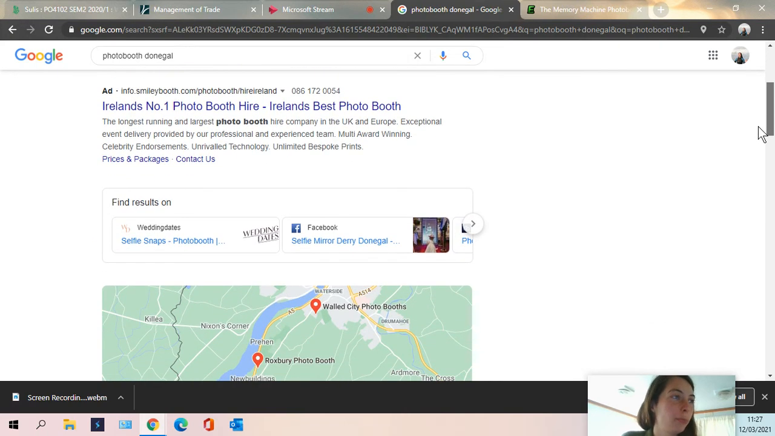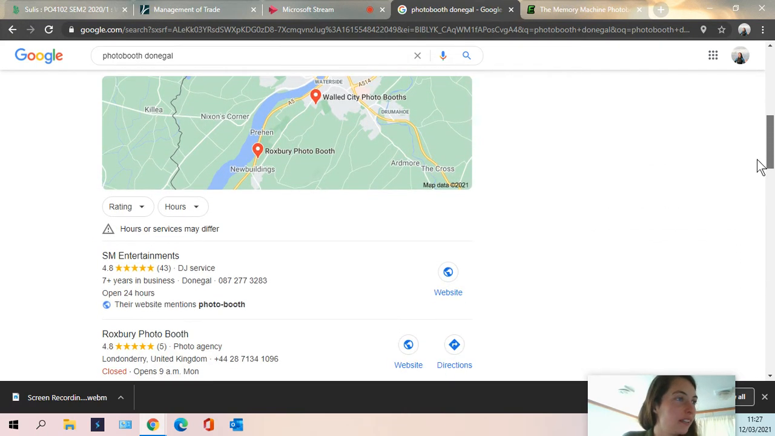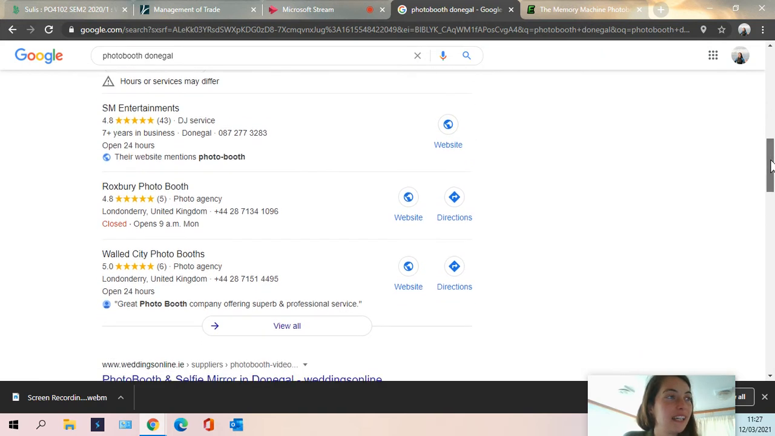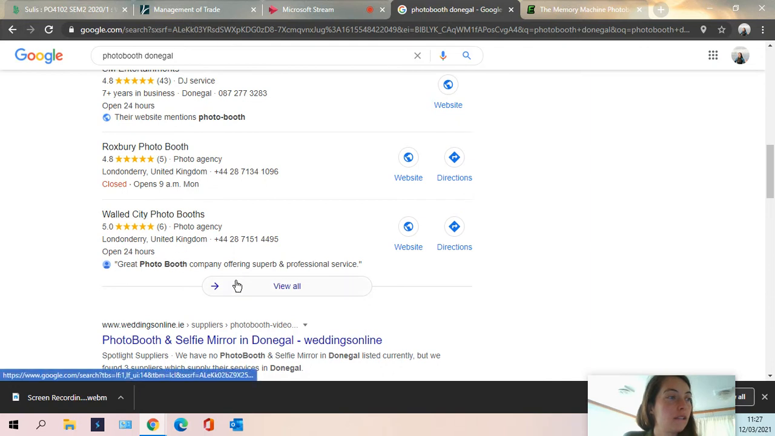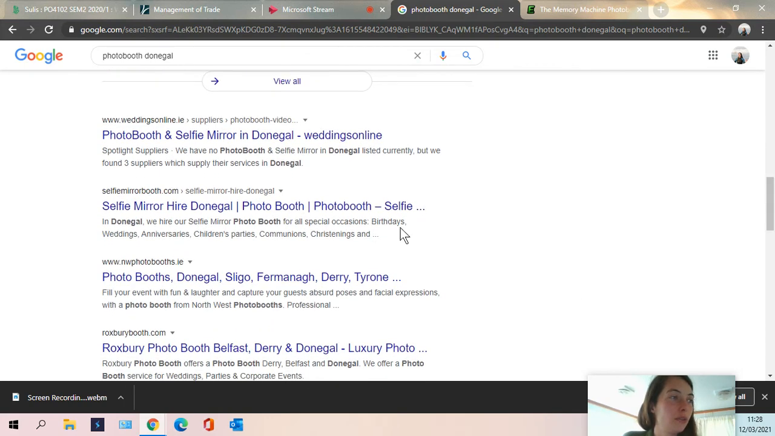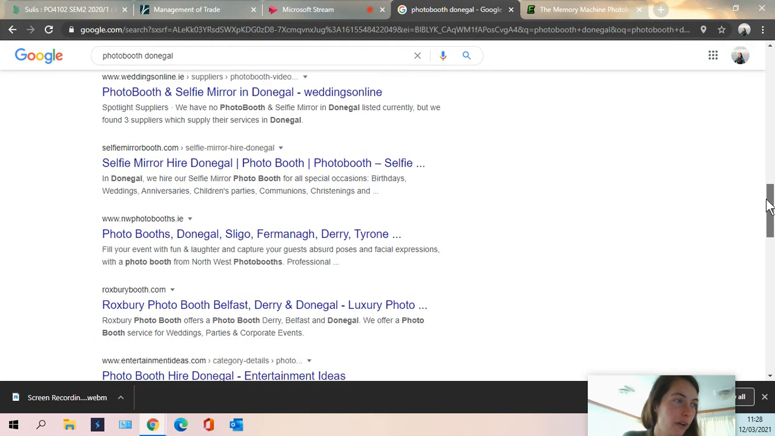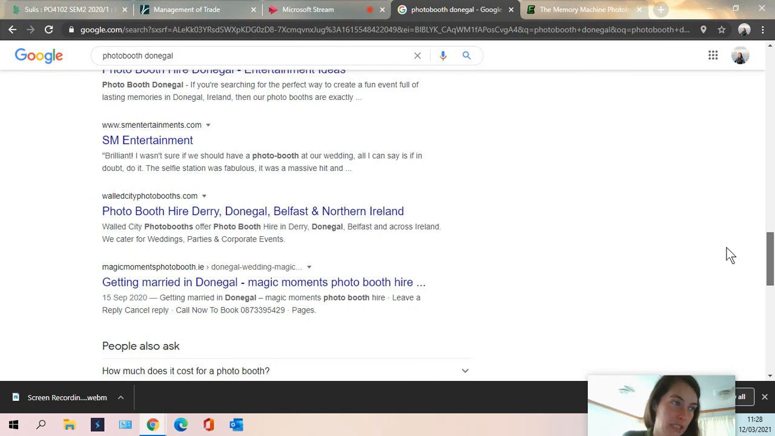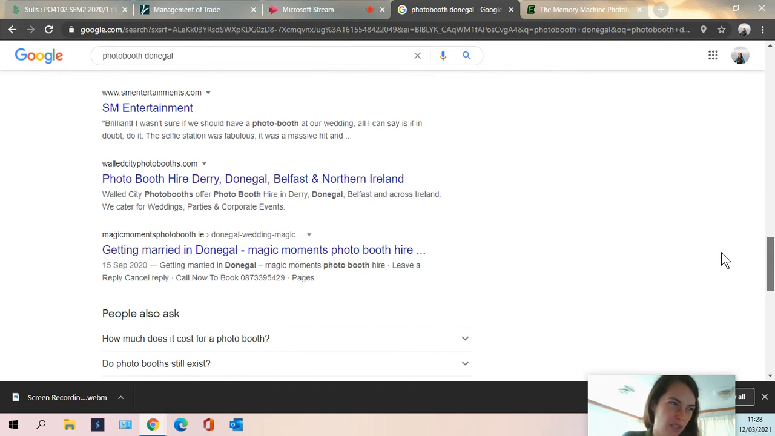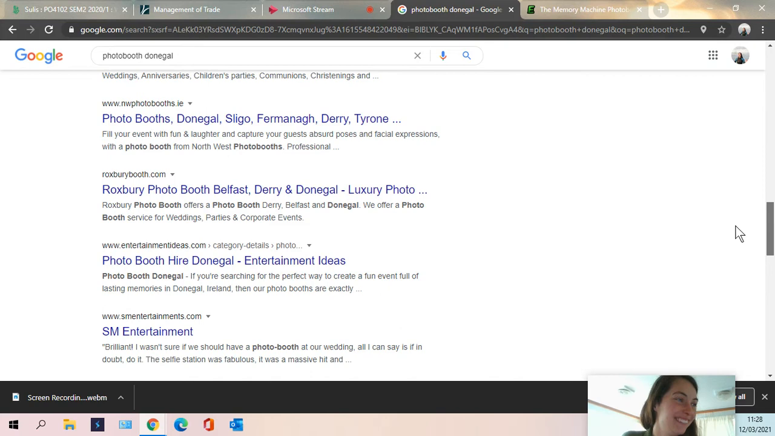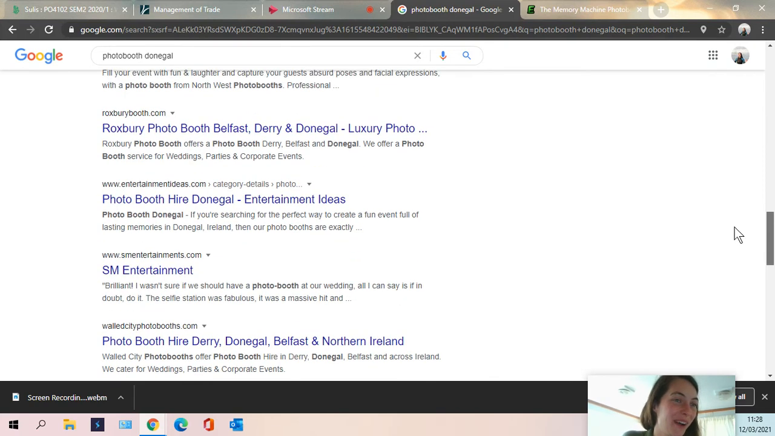Selfie mirror. Info smiley booth. They're all over. They're not a company that's here. SM Entertainment, we work with him. Roxbury, Walled City. Do we come up there? We should. Northwestphotobooth.ie, that's another one. That's one of our, I shouldn't say competitors. They're our friends too, but they are our competitors. Magic Moments Photobooth.ie. They're not round here, I don't think. We're not magic though, we're a memory machine. We make memories. We churn them out like a factory.